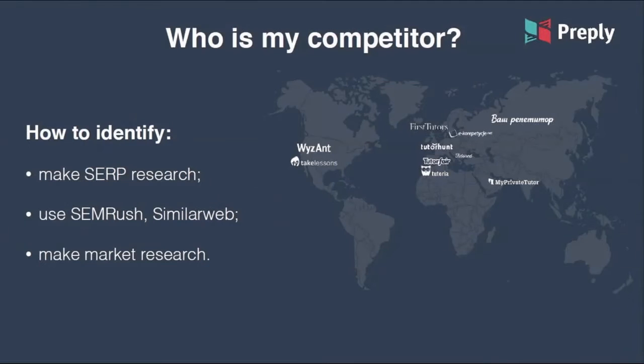So today I'll tell you about the basics of competitive analysis in SEO that we use in our marketing strategy. So let's start. The main point is how to identify our competitors and what tools we have to use to make correct and deep research. Firstly, use more than one channel to get the information from. Make SERP research, use tools like SEMrush and SimilarWeb, make other market research. So let's start from the first one.